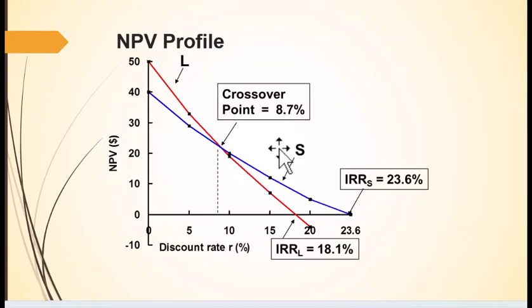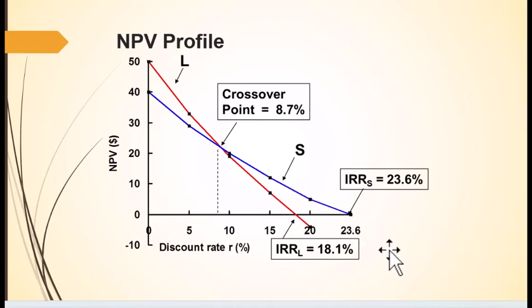So lots of things we can get from this. We can look at a crossover point. There is a point where one project changes our analysis of the project. If you look, we want to choose the highest net present value. L is better than S. But once we get beyond the crossover point, S is now better than L.